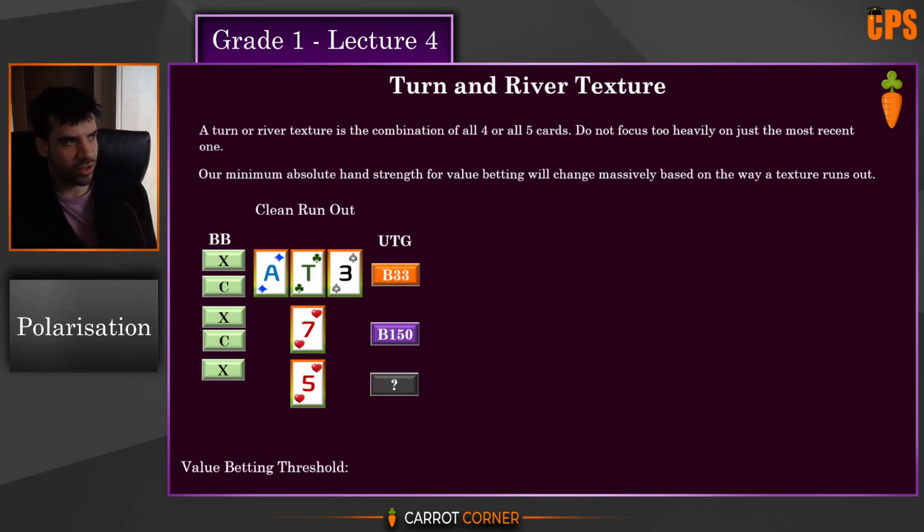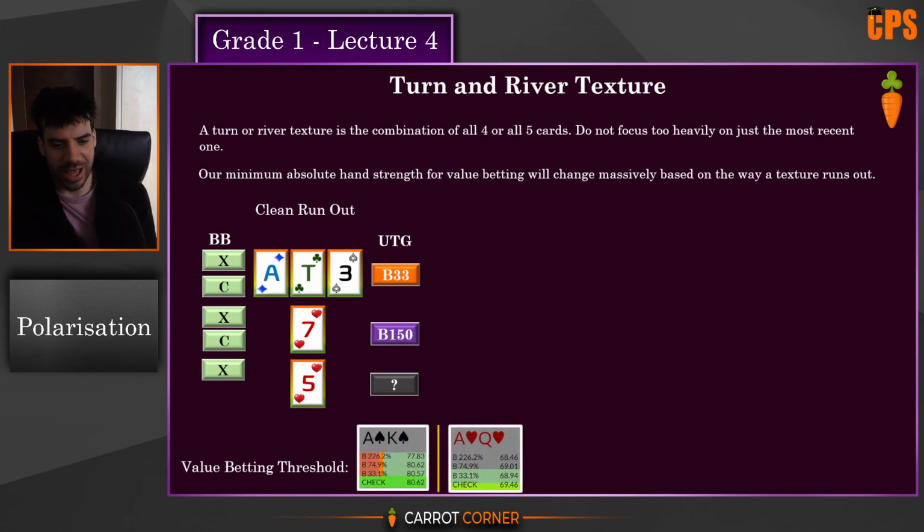So what is the value betting threshold here for our hand? What is one of the weakest hands that we can value bet? Pause the video, have a think about it. What would you say? Well, it's actually ace-king, because ace-queen is not value bettable on this river. You might be thinking, that's so nitty. Why can I not bet ace-queen on this river?